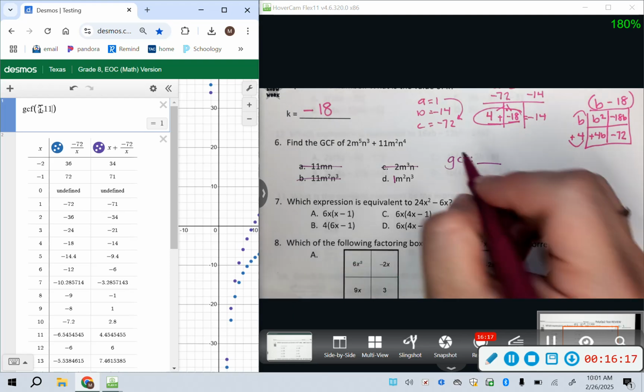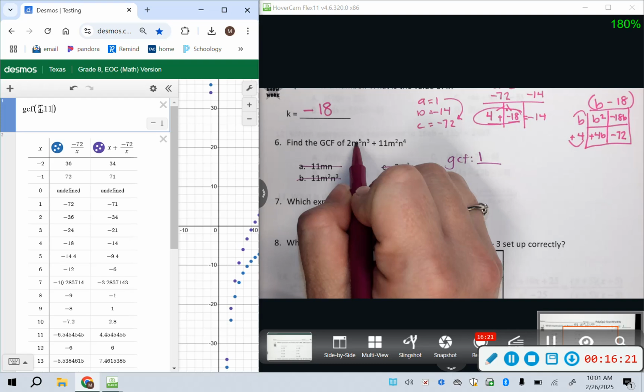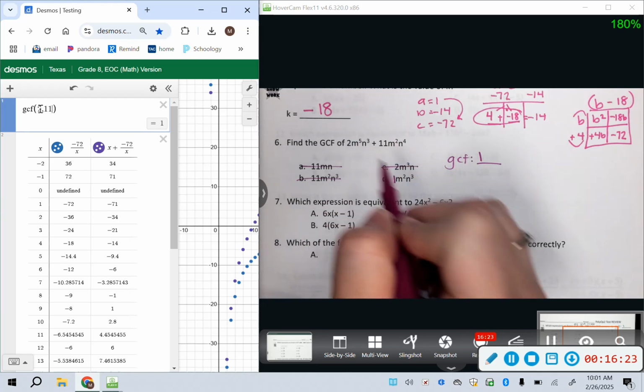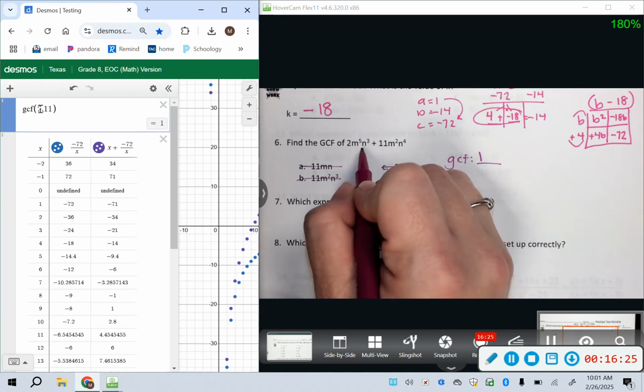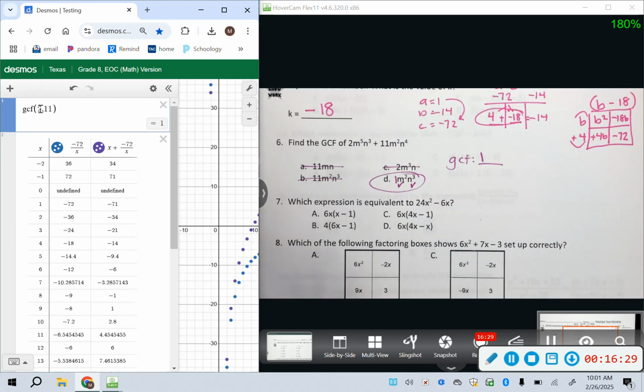It doesn't change anything. And now I want you to double check, make sure it's right. So if I have 5 m's here and 2 m's here, I can take 2 from both to be fair. 3 n's, 4 n's, so I can take 3 to be fair. So D is my answer.